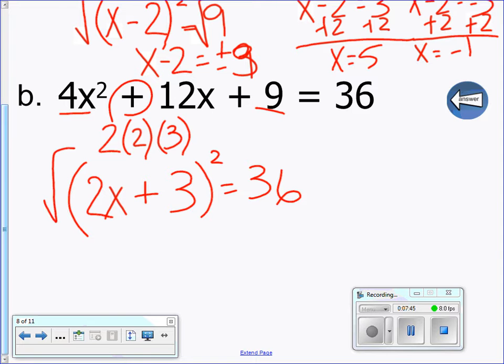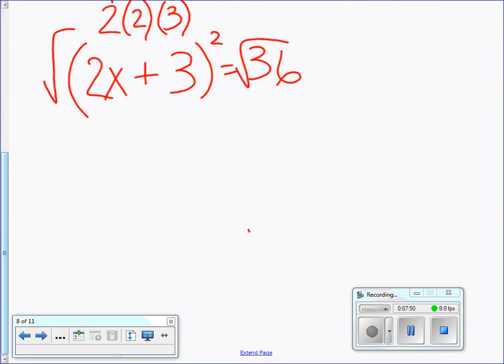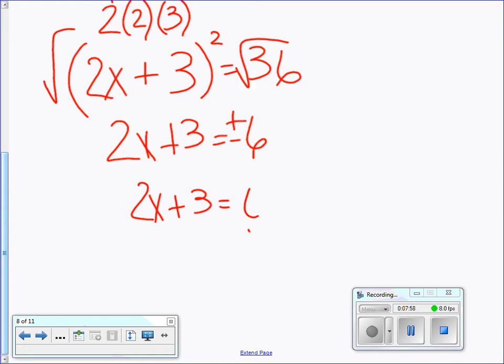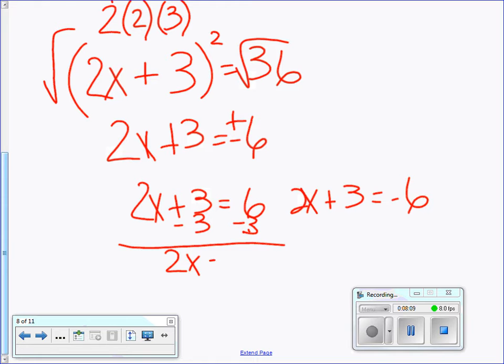Take the square root of both sides, and I get 2x plus 3 equals plus or minus 6. 2x plus 3 equals 6. 2x plus 3 equals negative 6. Subtract 3 from both sides. I get 2x equals 3. Divide both sides by 2, and I get x equals 3 halves.